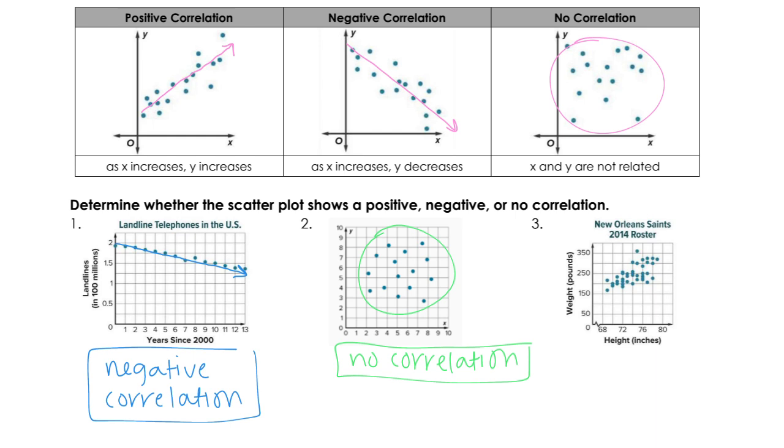And then the last one we have here is the New Orleans Saints 2014 roster, height in inches, and then the weight in pounds. Generally speaking, that is trending upward. So typically the taller you are, the more you weigh. Obviously, we know that there are some exceptions, and so that's why you'll see some of those points are a little bit farther from that line I drew. But typically speaking, that is trending in an upward pattern. So this would have a positive correlation. And that is it for the front side of your notes. We will continue on the back.